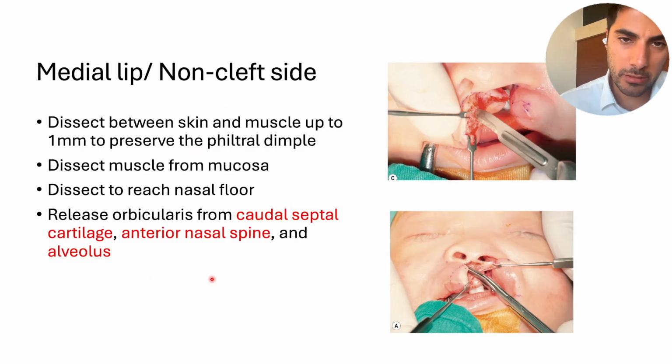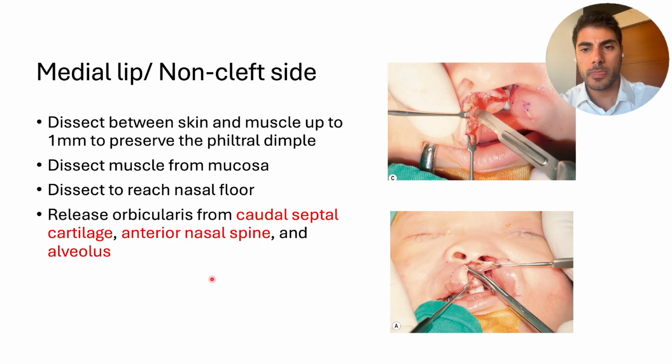So on the medial non-cleft side, what we first do, we start the dissection. So first we want to free the orbicularis oris muscle. We free it from the skin and from the mucosa. We go up to 1 millimeter and 1 millimeter only in order not to disturb the philtral dimple.